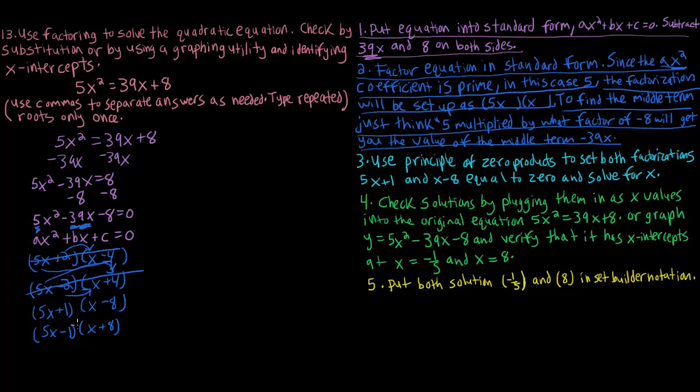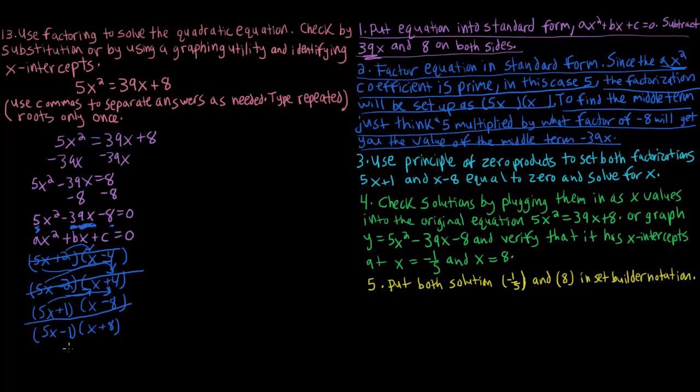Now, 1 times negative 8 is negative 8, which is our third term. And if we multiply 5x times negative 8, we get negative 40x. And then 1 times x is just x. So negative 40x plus positive x is negative 39x, which is our middle term. So this will be the factorization.